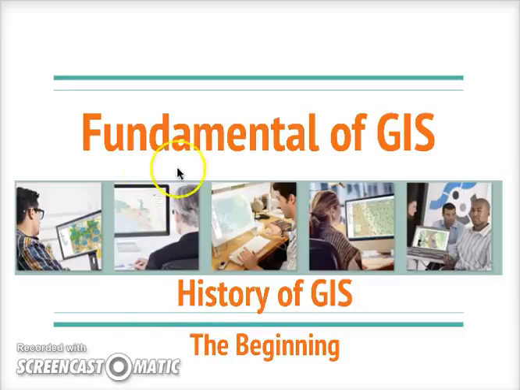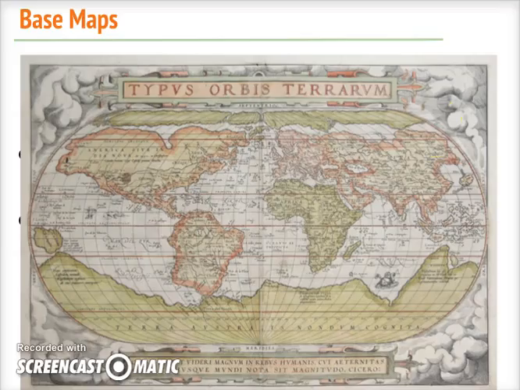Welcome to Fundamentals of GIS, the theories and history of GIS. We start with the beginning. The beginning I want to talk about is the base map.